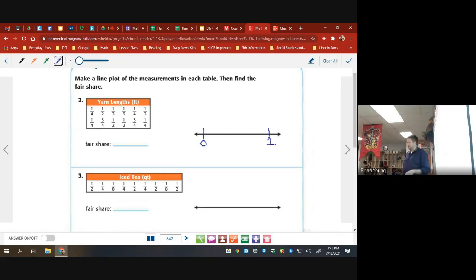Because the 0 goes at the beginning and the 1 goes there, so you can put the only thing. What are those? Fractions. So we put the fractions in there. So we're going to look at the different fractions here. Looks like we have 1/4, 1/2, 1/3, 3/4. All right, so let's go ahead and mark this. Here's 1/2, right? Go ahead and mark 1/2.